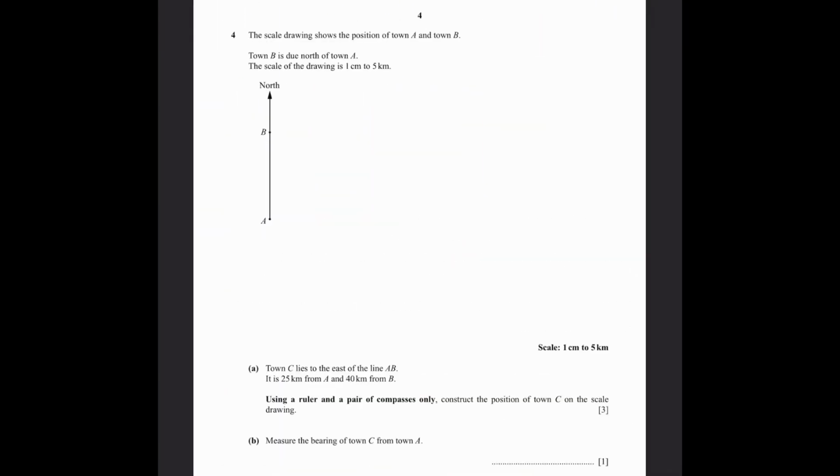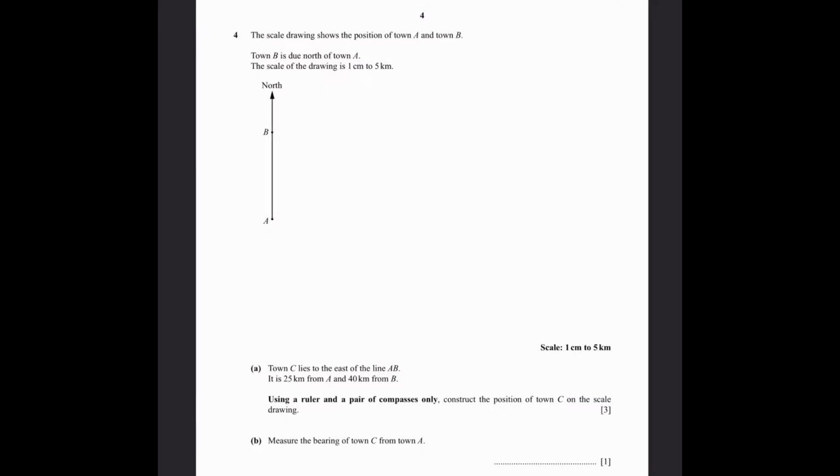Question 4. The scale drawing shows the position of town A and town B. Town B is due north of town A. The scale of the drawing is 1 centimeter to 5 kilometers. A. Town C lies to the east of line AB, is 25 kilometers from A and 40 kilometers from B. Using a ruler and pair of compasses only, construct the position of town C on the scale drawing. I cannot exactly measure everything using a ruler, since the app which I'm using does not allow me to do that, but I can still show you how it's to be done. And you can try it out yourself and see if the answer which I've shown is correct.